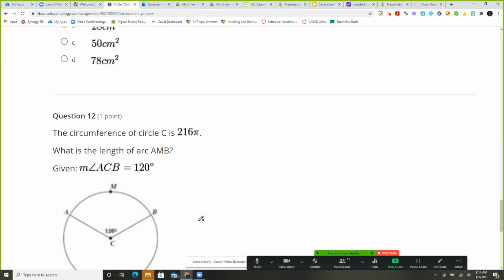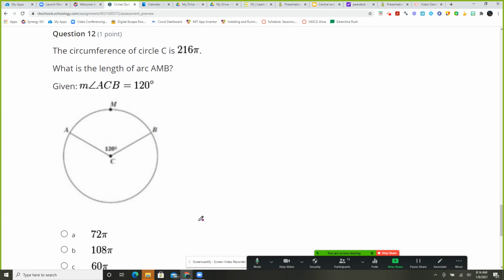86% of you got that right, so that's fantastic. Number 12 gives us a little left curveball, okay? So the circumference of the circle is 216 pi. What is the length of the arc? So I definitely want circumference because I'm looking at length. And this is 120. So we substitute our equation exactly the same way. 120 degrees over 360 degrees, always the part over the total, and then we multiply by the circumference. And if the circumference is 216, we just write 216 pi.